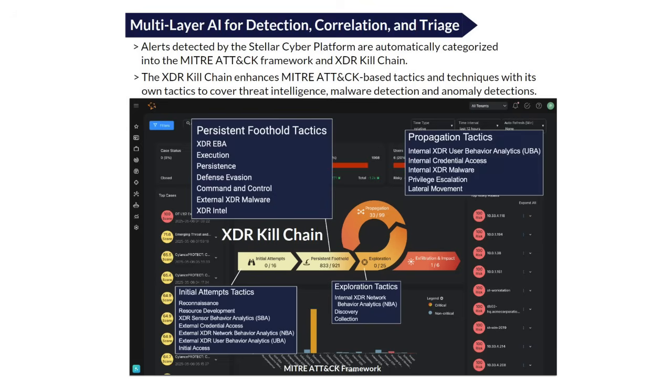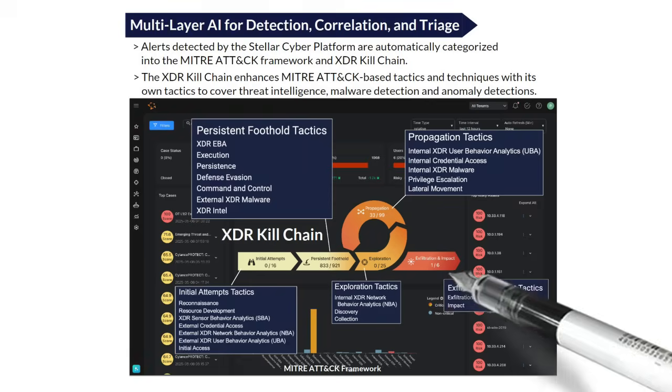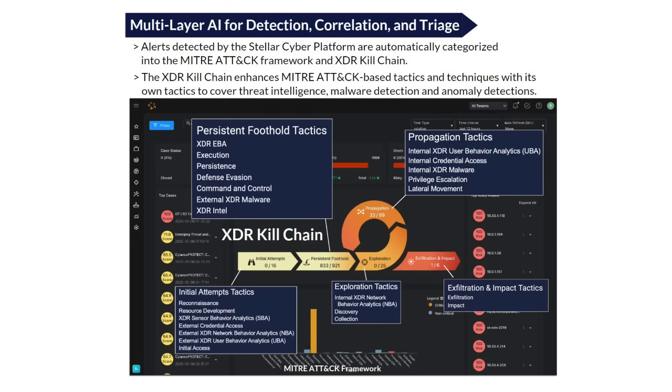Then comes alerts mapped to exploration, where attackers search the environment, discover assets, and collect data. The next stage shows alerts mapped to propagation. This is where attackers spread across systems through credential use, privilege escalation, and lateral movement. The final and most critical stage shows the alerts mapped to exfiltration and impact, where sensitive data is stolen or systems are disrupted.